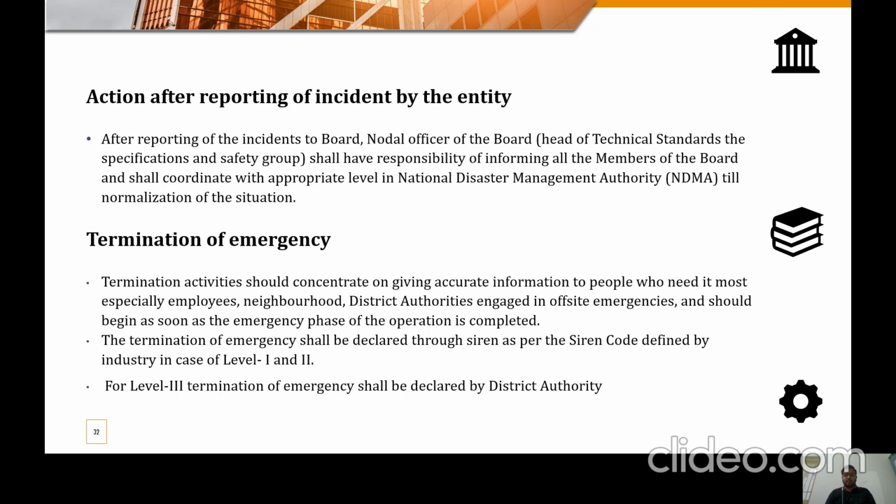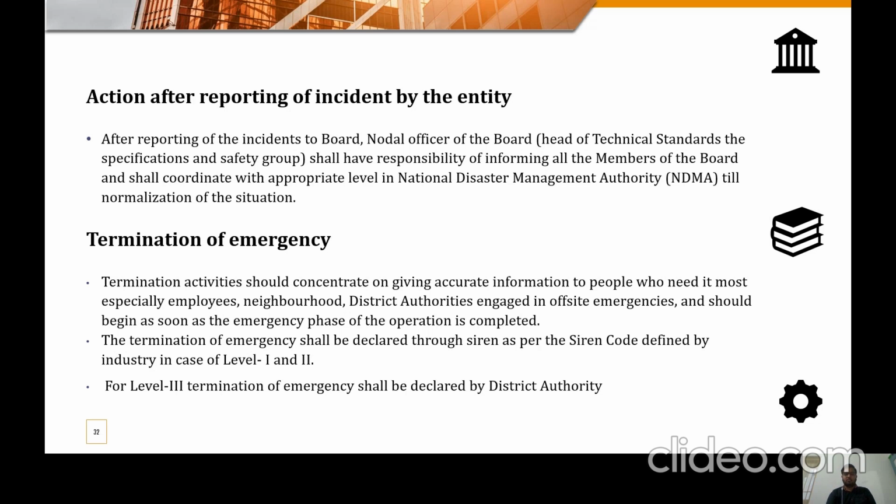The level 1 siren code has a wailing siren for 2 minutes. Level 2 has a total 8 minute siren, which includes 2 minutes of wailing siren, then a 1 minute gap, 2 minutes of wailing siren, then a 1 minute gap, and then 2 minutes of wailing siren. If the emergency is clear, then a straight 2 minute siren is sounded. For level 3, termination of emergency should be called by the district authorities.